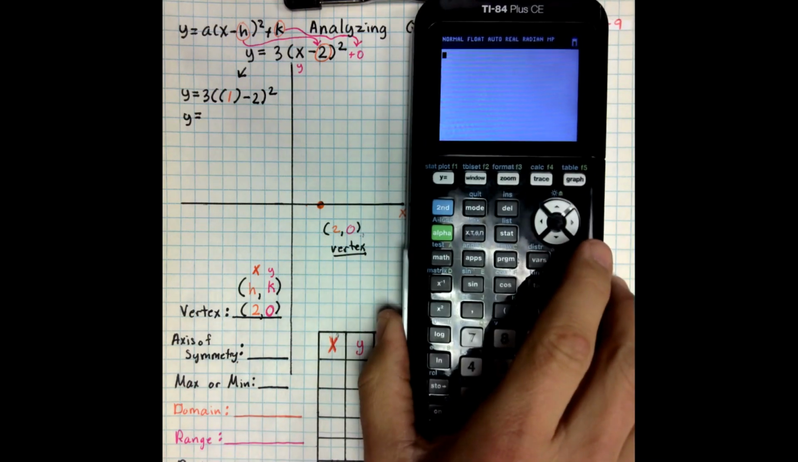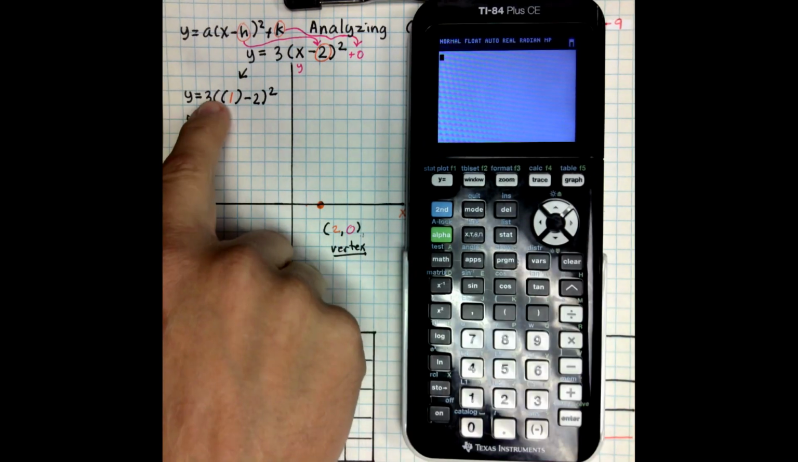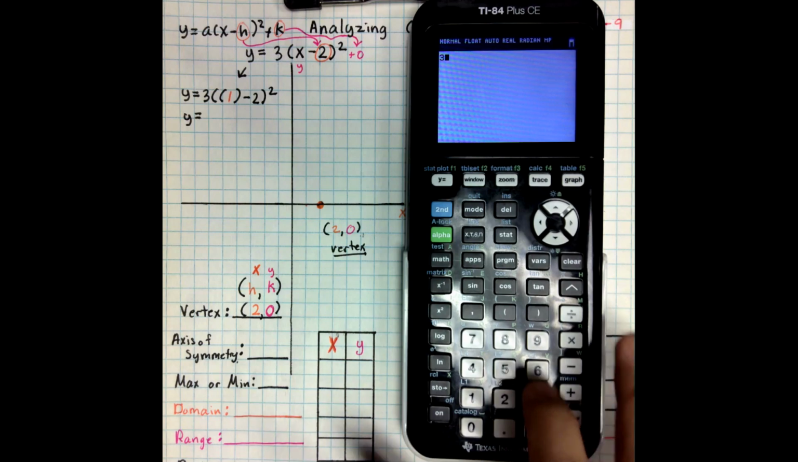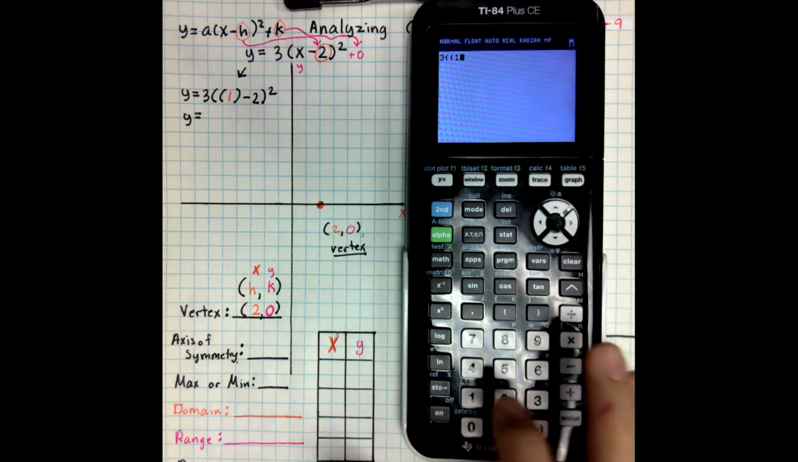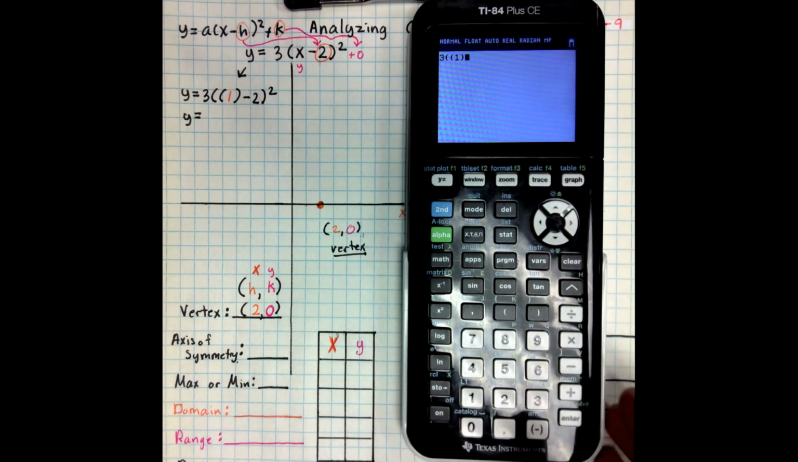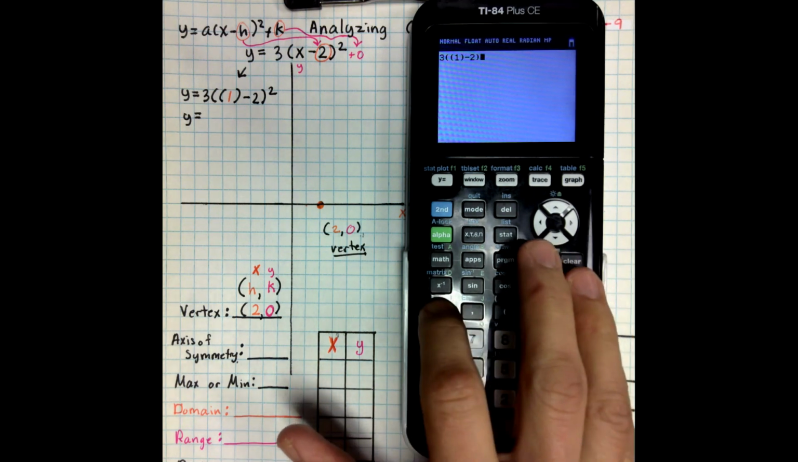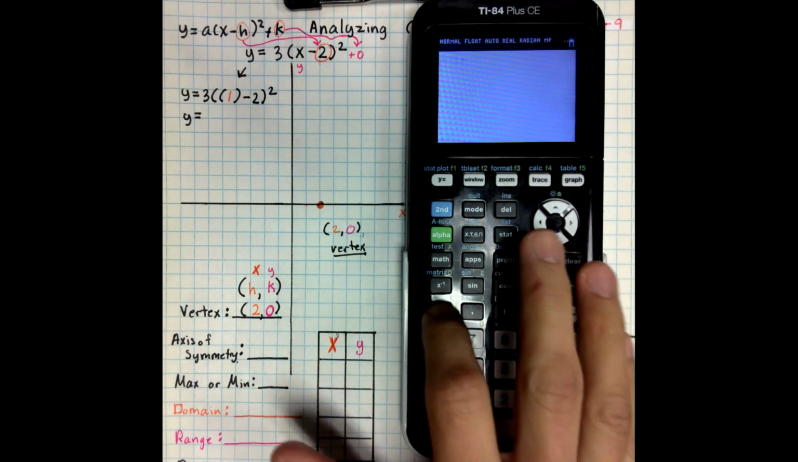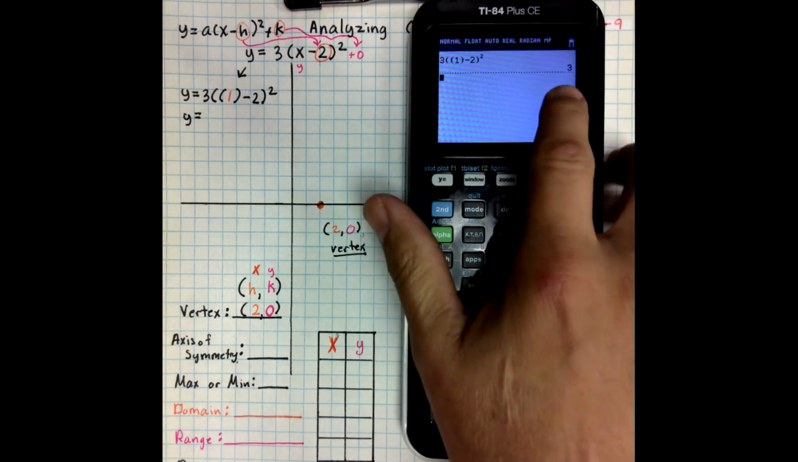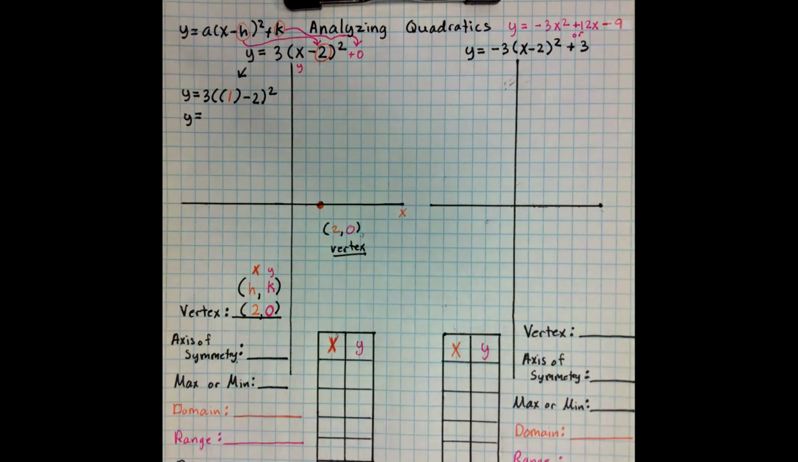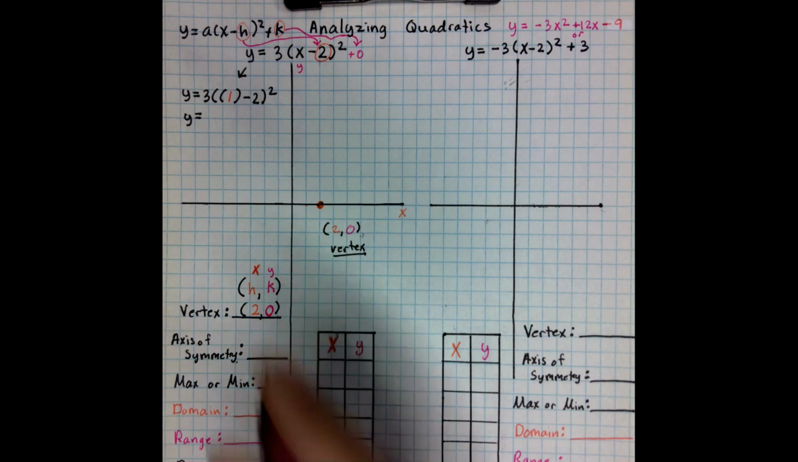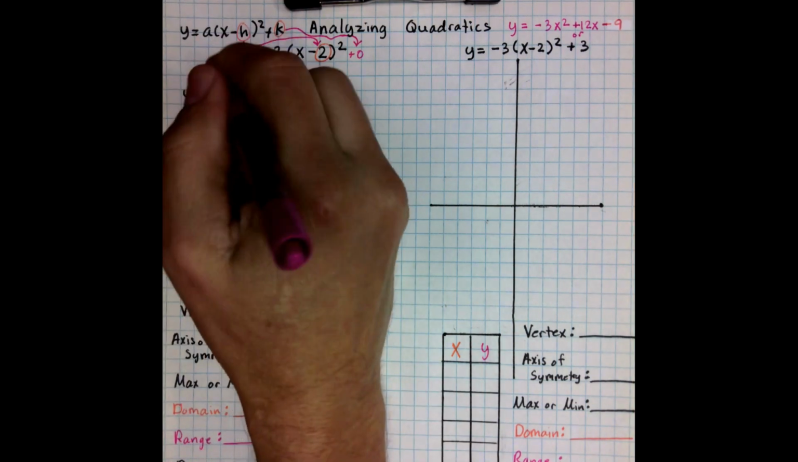I'm going to type in just what's on the right side of the equal sign. So 3 parenthesis 1 for my x value in my ordered pair, and then minus 2 close parenthesis, and we're going to square it. And notice it gives me 3. So what this tells me is when x is 1, my y value will be 3.